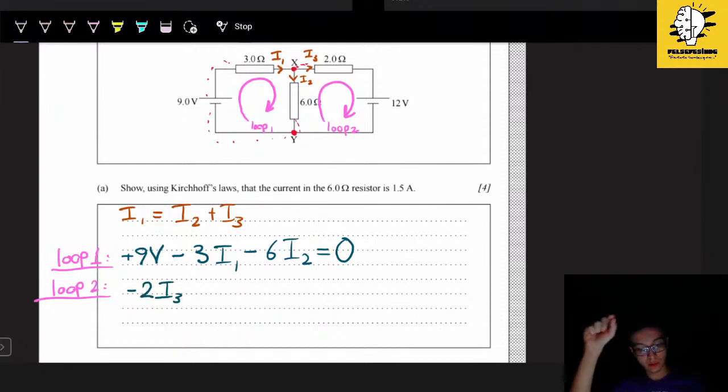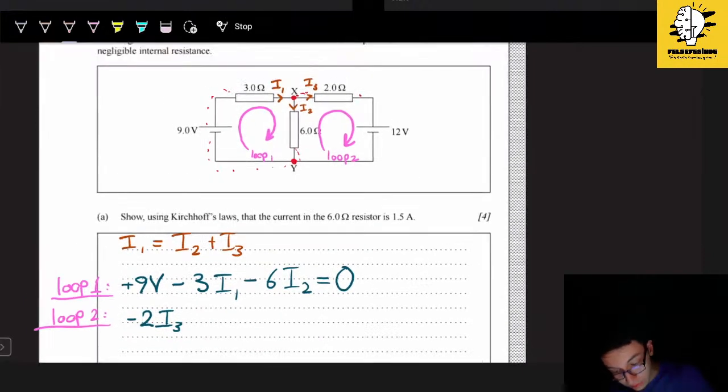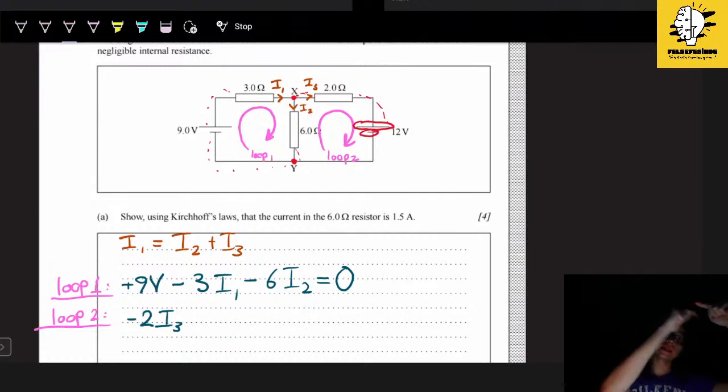Let's proceed. I am now going to the 12 volt battery, but I realize that this is the positive side and this is the negative side. So this time I am going down the current once again, because normally, you know, at the positive pole we have higher currents.